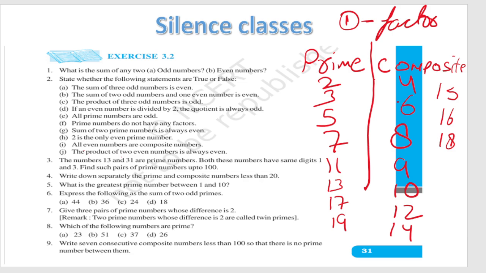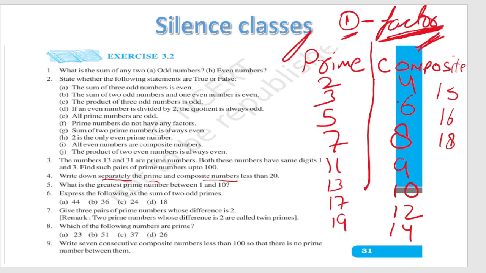Write down separately the prime and the composite numbers less than 20. So these are the prime numbers and these are the composite numbers. I hope you guys understood, and we will not take 1 because 1 is neither a prime number nor a composite number. It is just a factor.